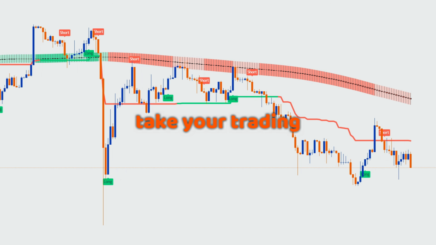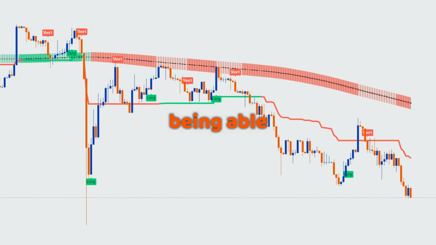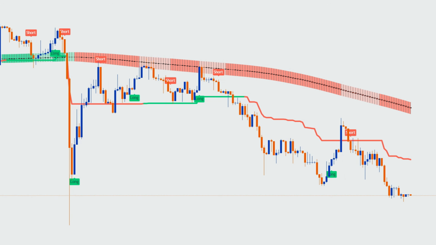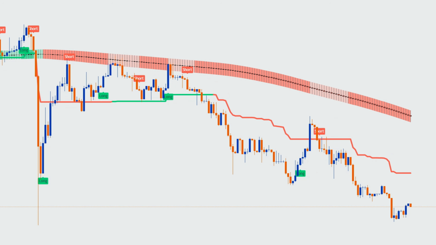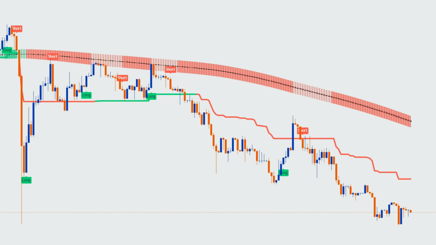Are you ready to take your trading to the next level? Imagine being able to identify potential trade opportunities with incredible accuracy, and enter trades with confidence, knowing that you have the power of the twin range filter on your side.